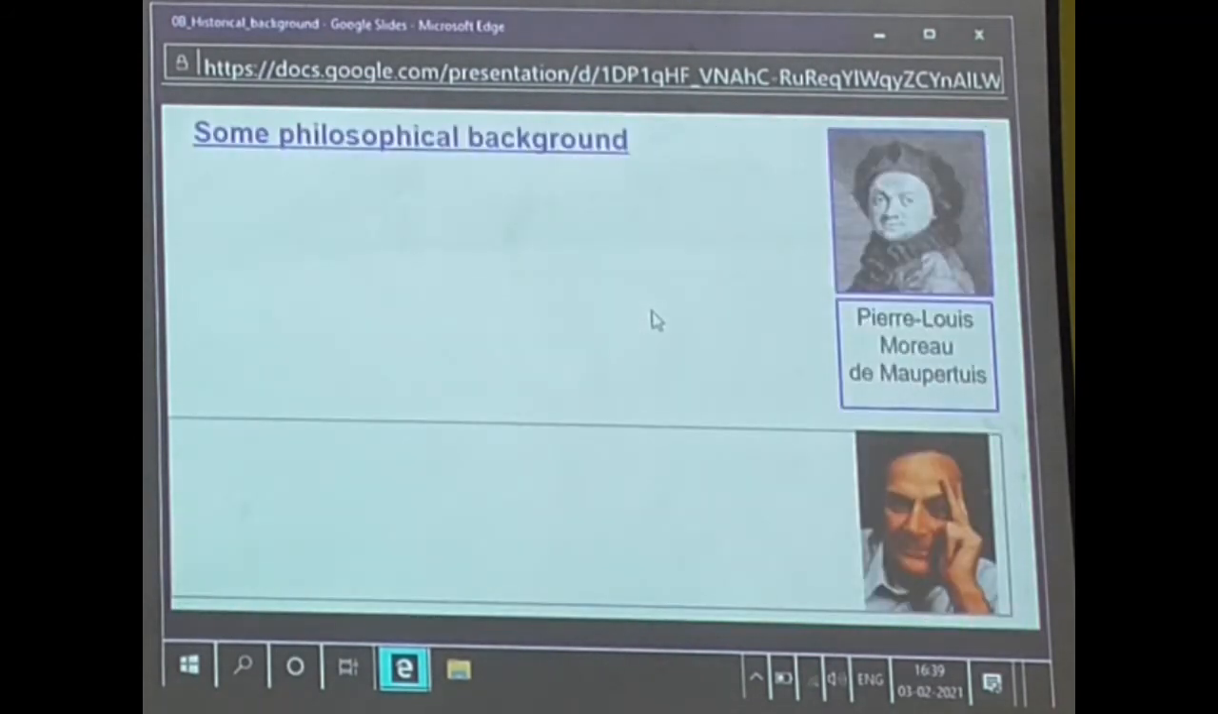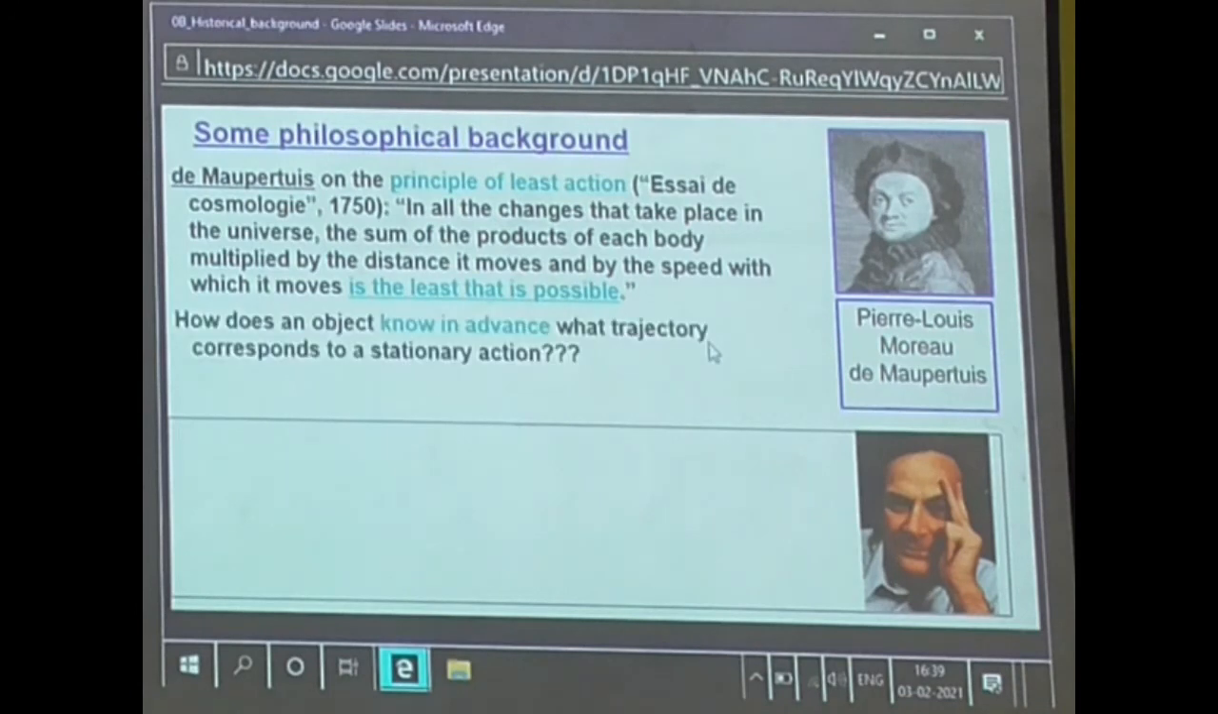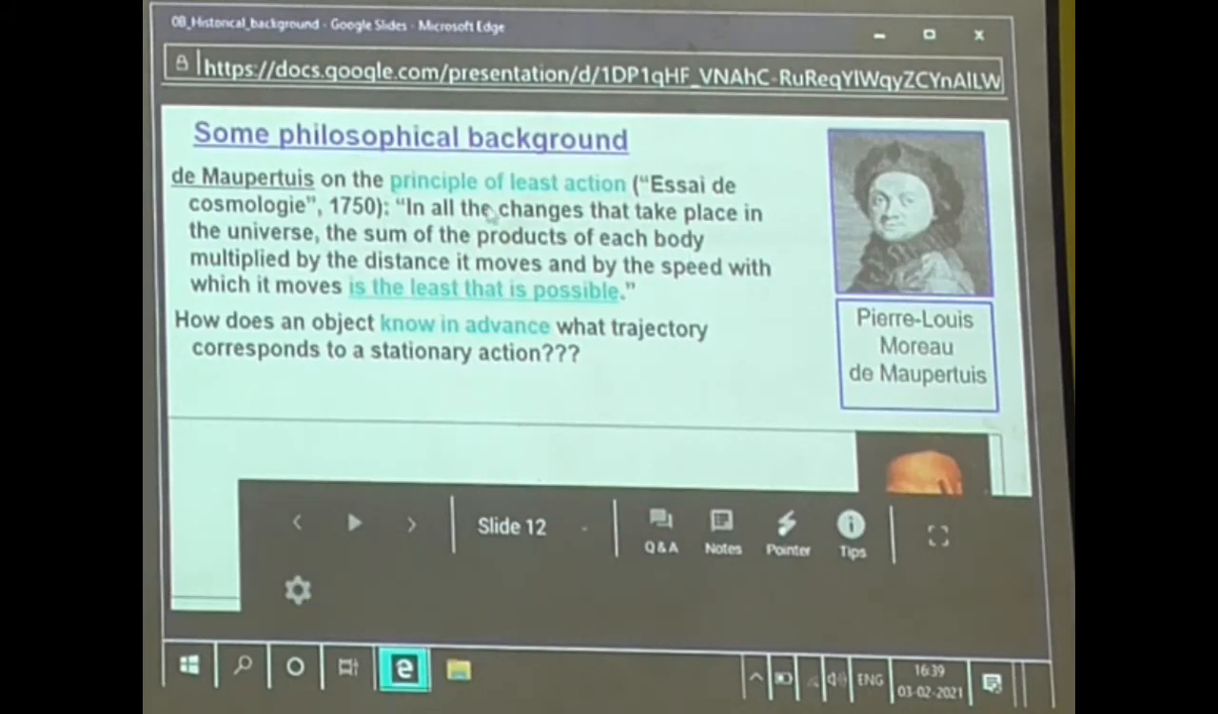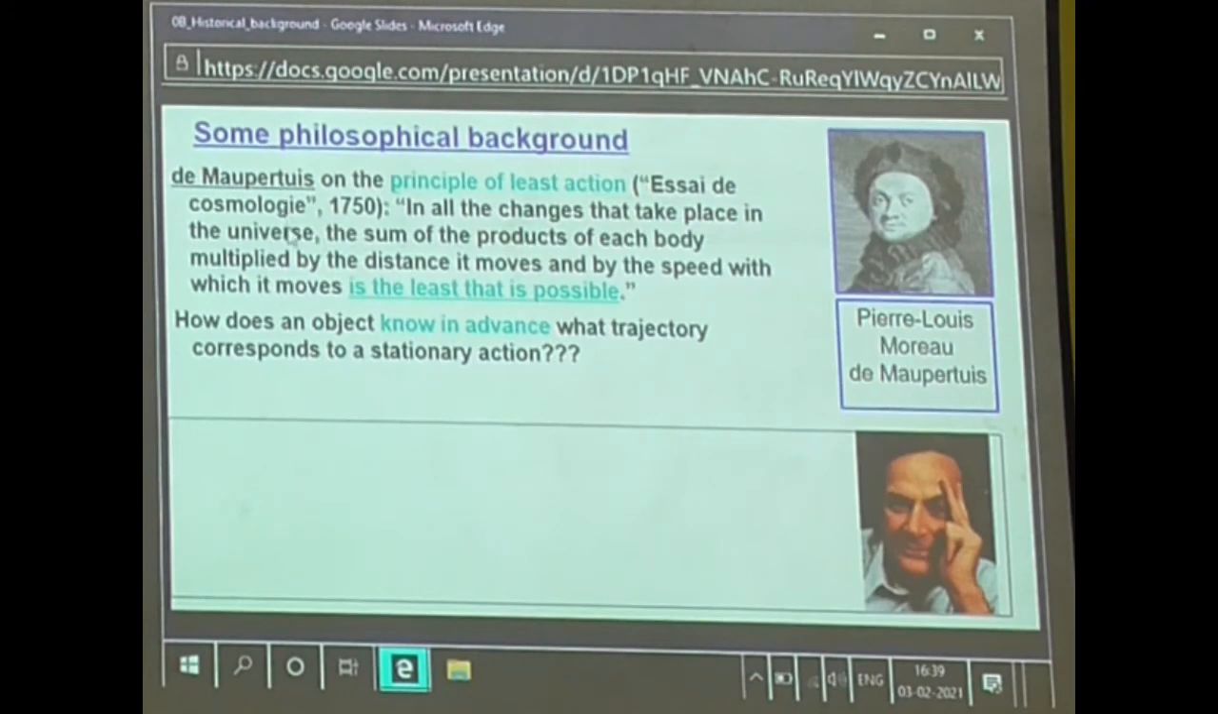Okay. So this is the thing. There is some philosophical background that I was talking about. The parallel development in energy-based principle originated from a particular scientist. It is very difficult to pronounce his name, but I will try. What is the idea here? All changes that take place in the universe, the sum of products of each body multiplied by the distance moved, and by the speed with which it moves, is the least that is possible. This is the same as the conservation principle or the principle of equilibrium, which comes from variational principle.